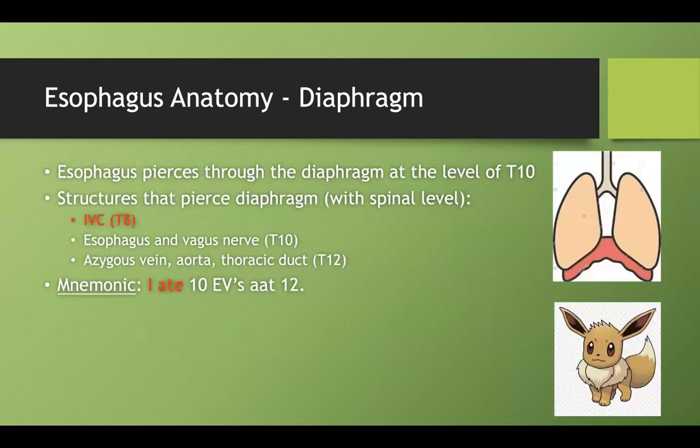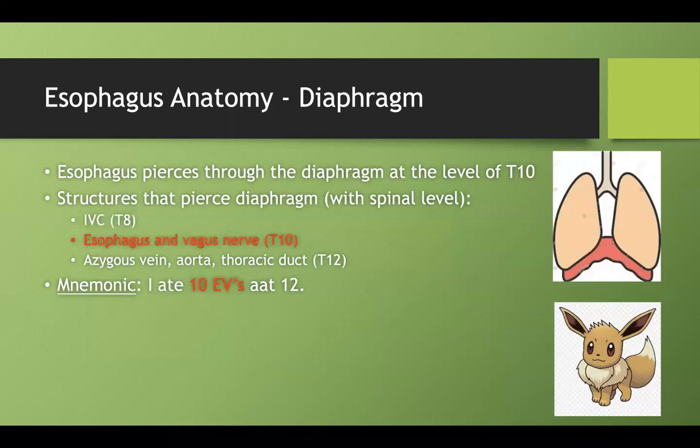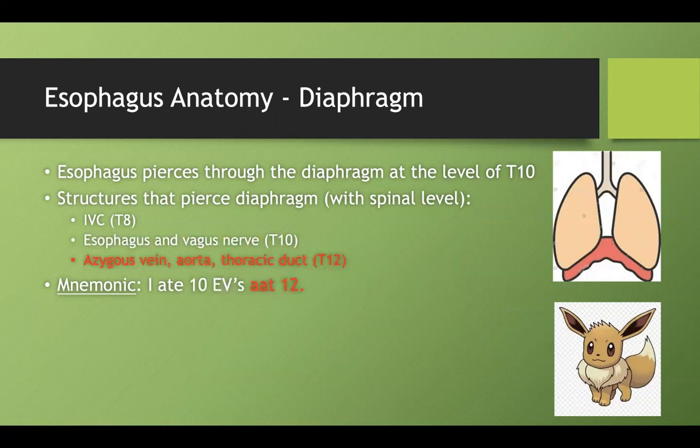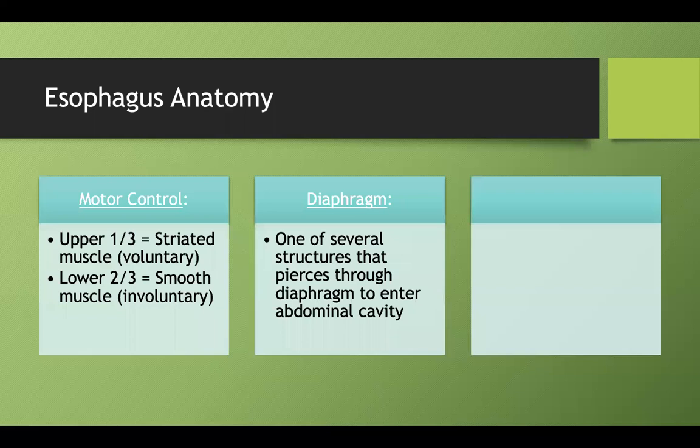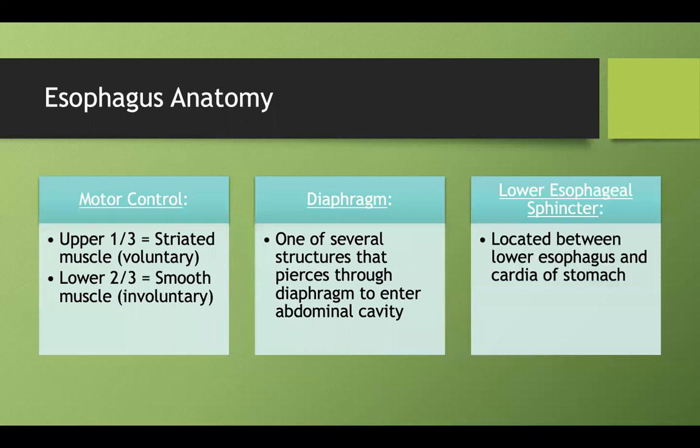And so I think of the 8 for the IVC as the 8 for I8. And then 10 EVs is T10, which refers to the esophagus and the vagus nerve. And then for T12, I think of the azygous vein, aorta, and thoracic duct. I don't know if that'll help you, but that's just kind of how I remember the structures that pierce the diaphragm. And the only other relevant anatomical structure that I wanted to go over is the lower esophageal sphincter.